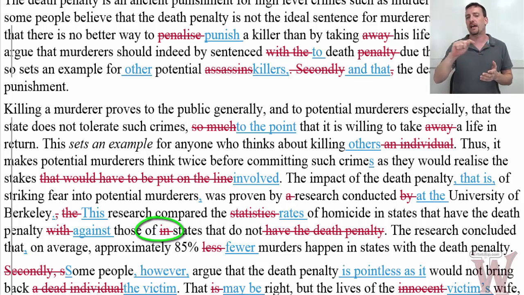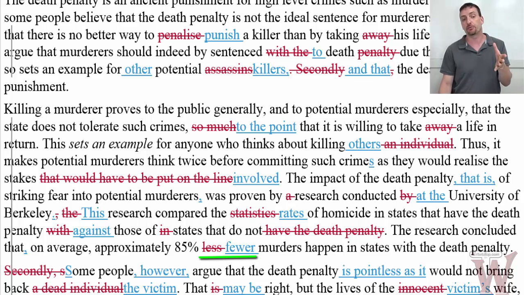Now, I struck out "have the death penalty." It's not wrong. I could leave it there, but it's also not necessary. I have the comparison. I know what I'm comparing. States that have, states that do not have. "That do not have" in the second one is unnecessary. Okay? Murders are countable, so "fewer," not "less." Less is for uncountable nouns.